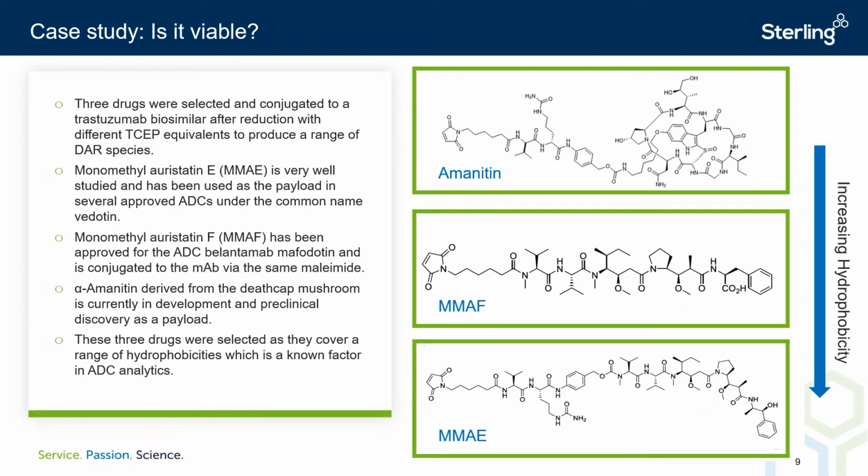Going up, we've got MAF, which is also known as mafodotin, again in a commercial ADC, slightly less hydrophobic, but you can see you've got a similar sort of payload to the MAE. They're both auristatins. And at the top, we've got amanitin. Now, amanitin looks very different in the warhead region, which is more peptidic in nature. So amanitin derives from the death cap mushroom and is currently in development for an ADC, and is much more hydrophilic than the other 2 molecules we're looking at. So these 3 cover quite a wide range of hydrophobicity that is present in ADCs.